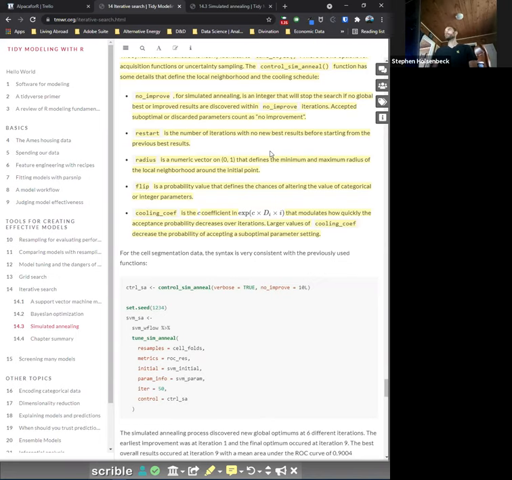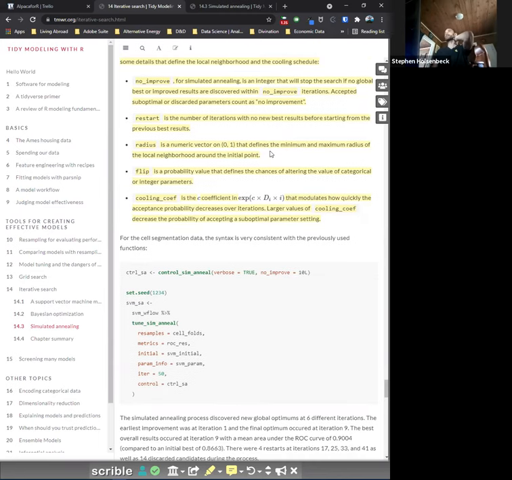Restart is the number of iterations with no new best results before starting from the previous best results. So this will kind of keep it closer to the mean of best results rather than wandering out into unexplored territory. So biasing towards exploitation.